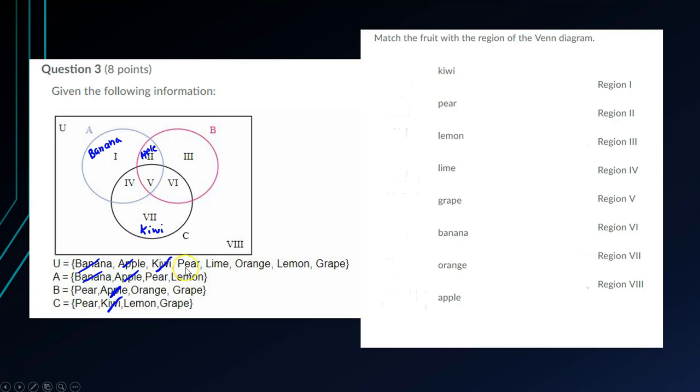Pear comes next from the universal set. And you notice that pears are in A, they're in B, and they're in C. So they would be in this overlapping region where I have all 3 of them. So that's where pears would go.